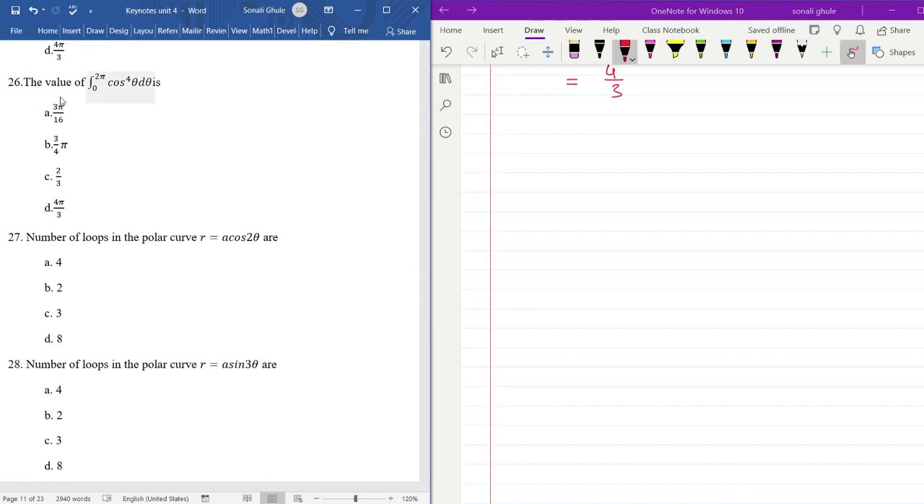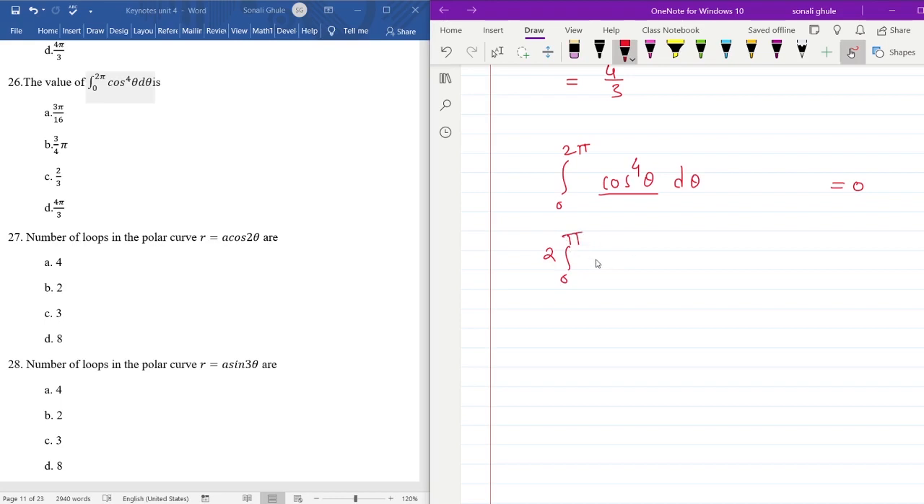This is our next example, the value of. Now remember one thing. Here it is cos raised to 4 theta d theta. If suppose for 0 to 2 pi cos raised to 4 theta d theta, if here the power of cos was odd, then the answer would directly be 0, no need to solve. But here the power of cos is even, so we can write this twice of 0 to pi cos raised to 4 theta d theta.